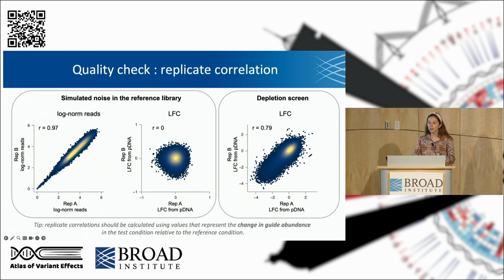But if we bring the same data to the log-fold change values, meaning that we compare them to the reference condition and then cross-correlate them, we would see that there is no biological signal present in the screen. This is illustrated by the correlation plot in the middle. Typically, when we are conducting a depletion screen and we have a good signal in the population, the correlation of the log-fold changes or z-scores would look something like what is shown on the far right of the slide.